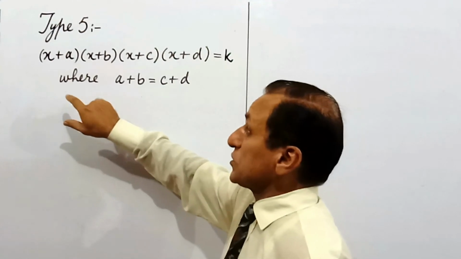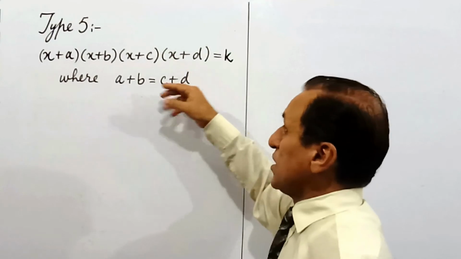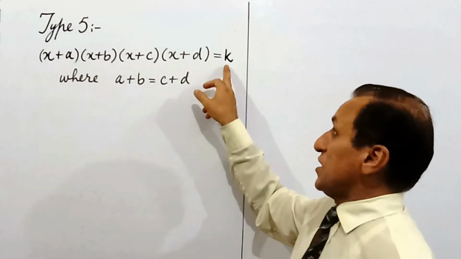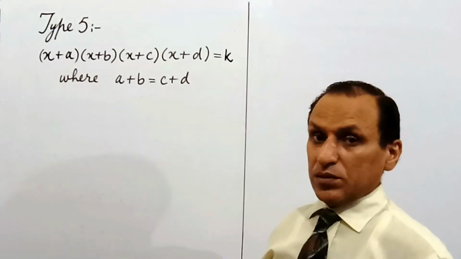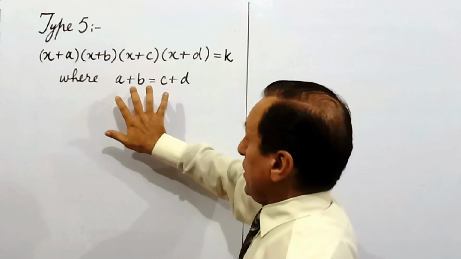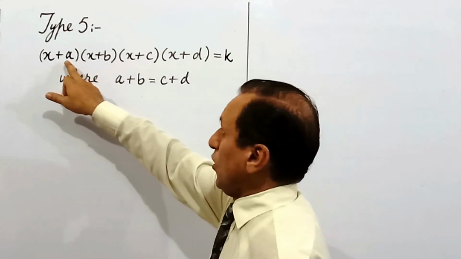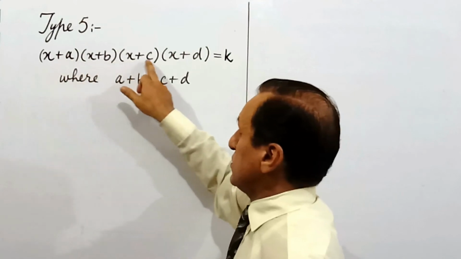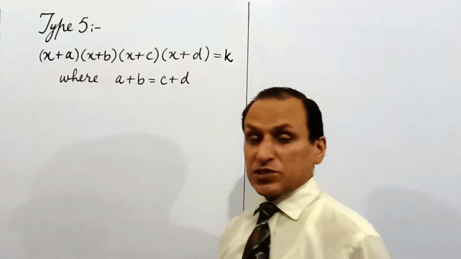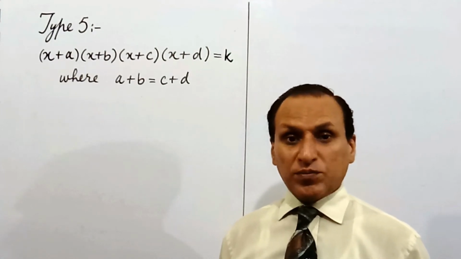that is, you are given a question in the form x plus a into x plus b, x plus c, x plus d is equal to k, where a, b, c, d are constants, and k is also a constant. That is, the equation is in the form of a product of such kind, and the condition applied is, remember, the sum of the constants a and b, and c and d, is equal. So we can resolve such kind of equations into quadratic form.